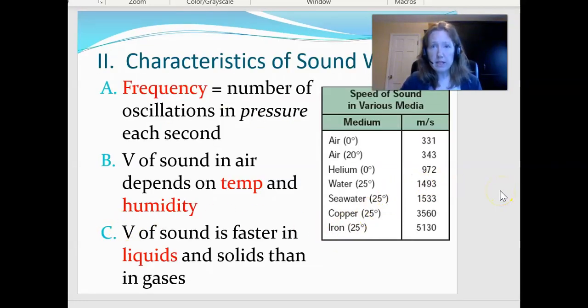Its frequency depends on how many oscillations of pressure there are per second. And the speed of sound, like we said for all waves, depends on the media it's traveling through. For air, that depends on temperature and humidity. And it happens that sound travels faster in liquids and solids than in gases.